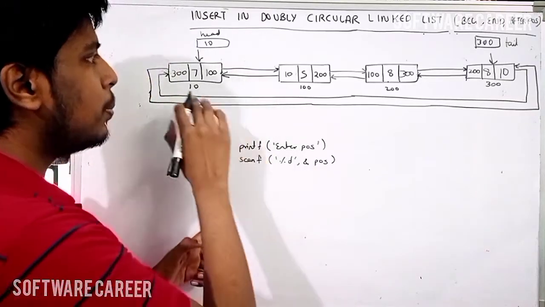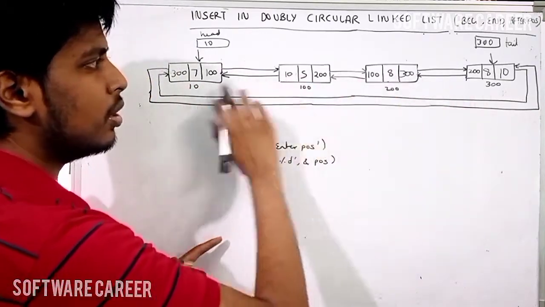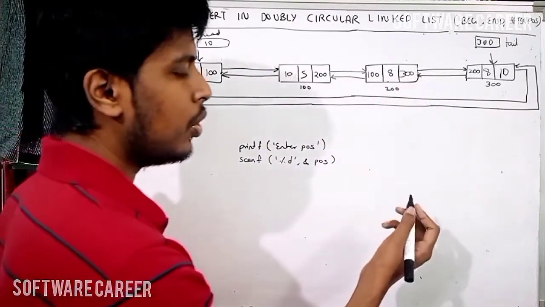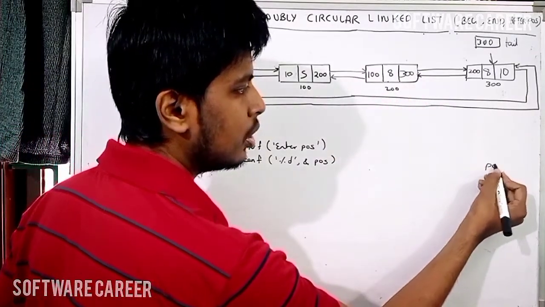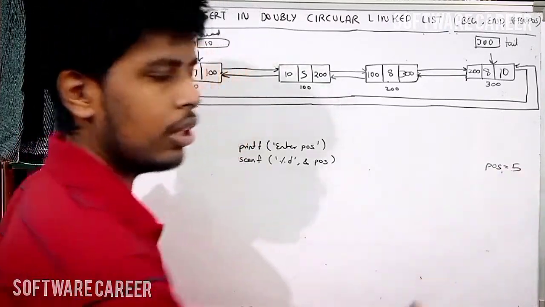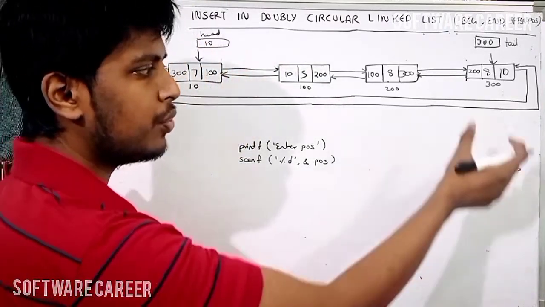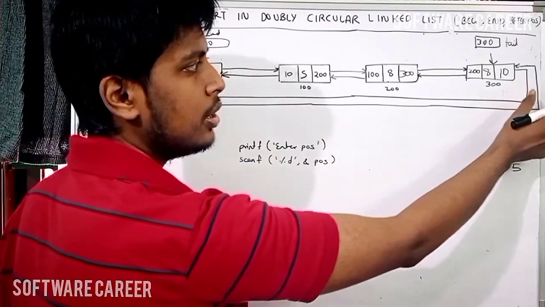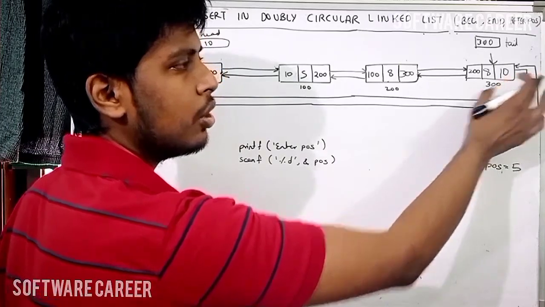Now see, suppose there are 4 nodes present in this linked list. Now if you are asking the user to enter position, and the user says 5, what does that mean? You want to insert a new node after 5th position. That means in 6th position you want to insert. If you want to insert at 6th position, you want to know the address of 5th node.